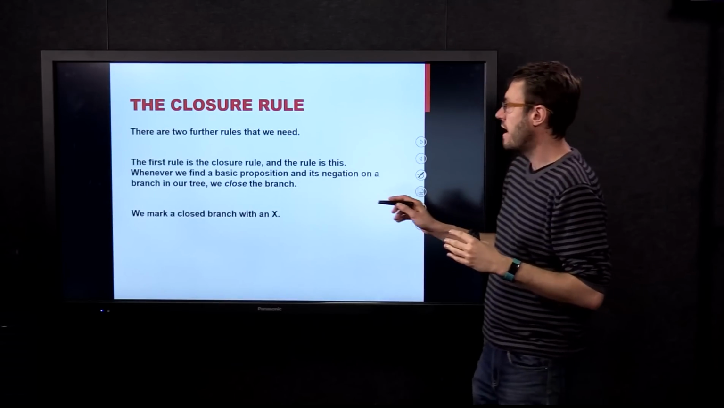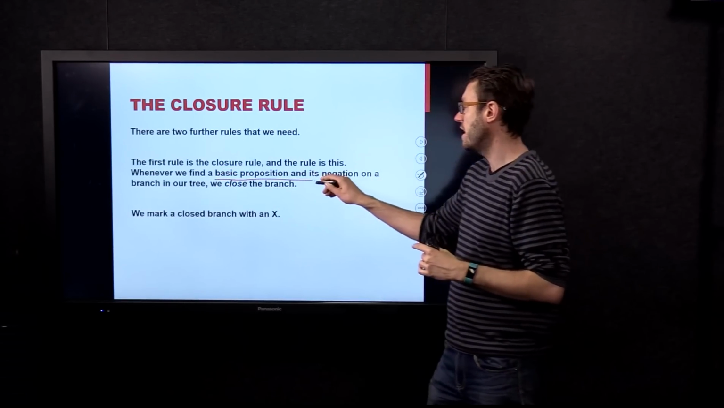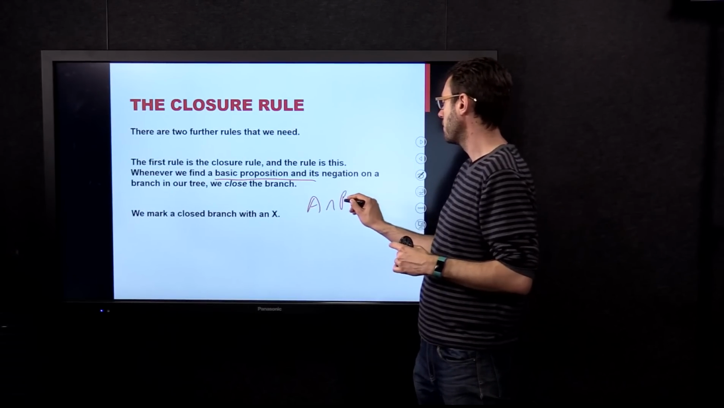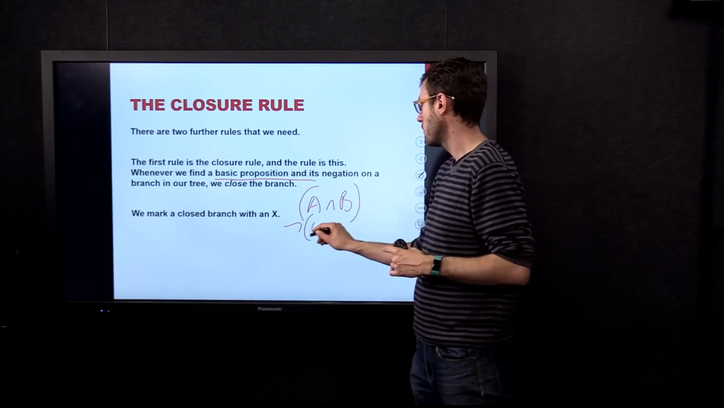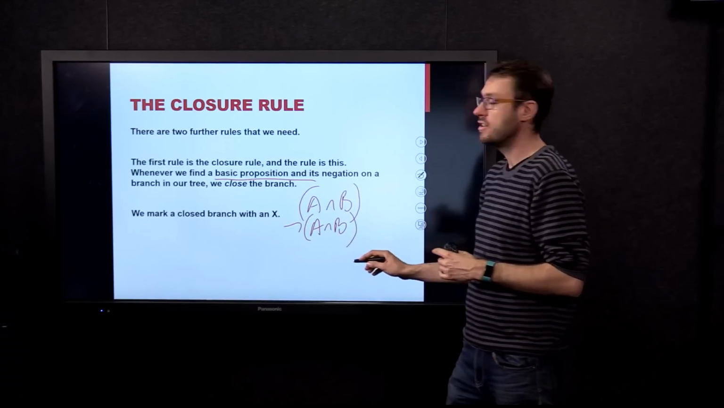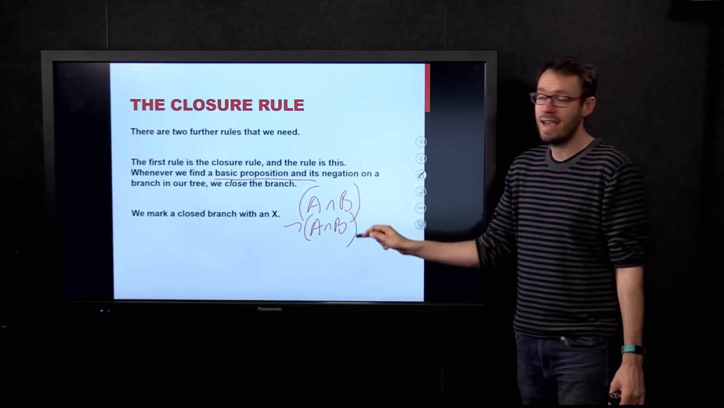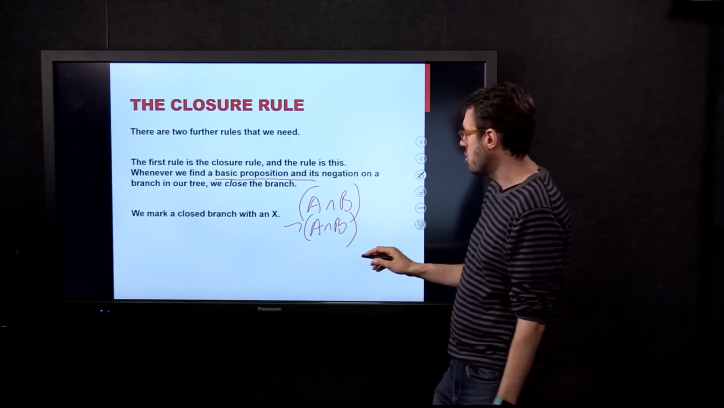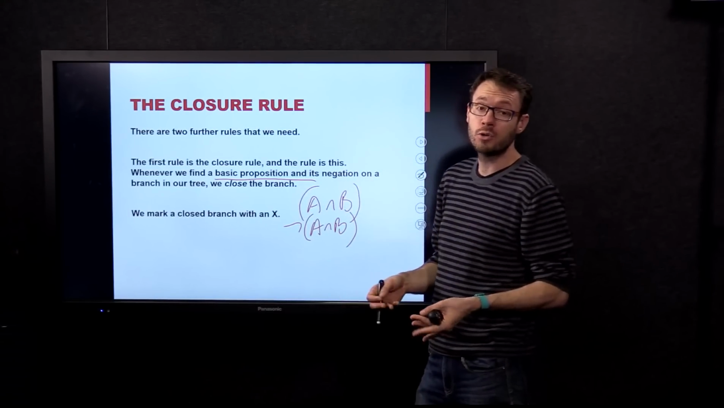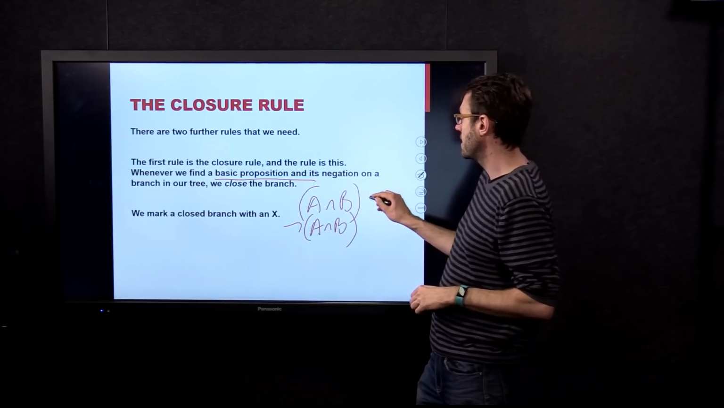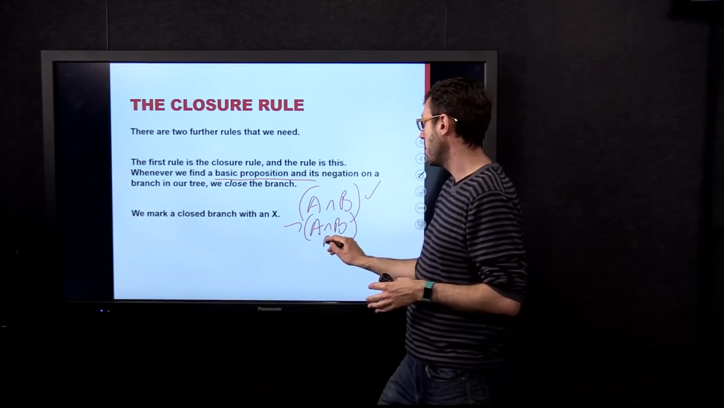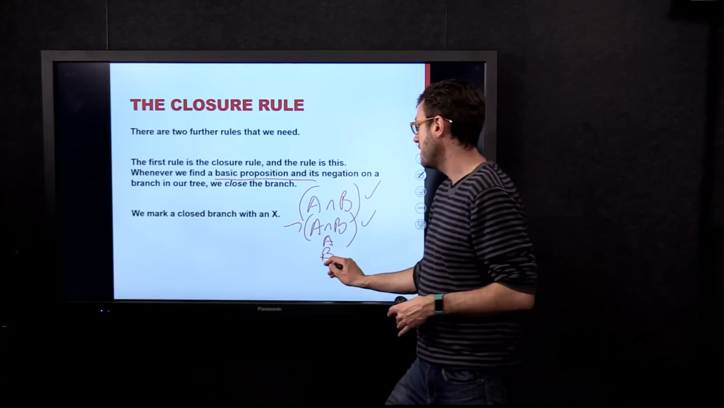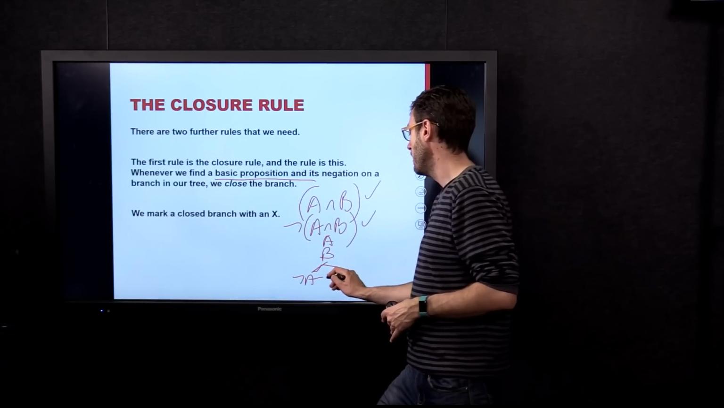It's very important that you only apply the closure rule to basic propositions, right? So if you had a branch that had this on it, right, so you've got A and B, and then under that you've got not (A and B). You wouldn't close the branch even though you've got the proposition and its negation. What you would have to do is break it apart, because the closure rule only applies to basic propositions. So you'd start by breaking up the conjunction at the top to get A and B in a column underneath it, and then you would do the negated conjunction to get not A, not B.